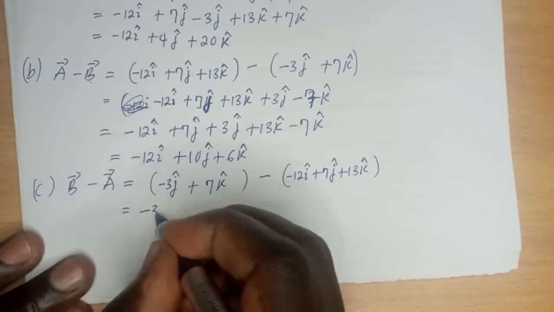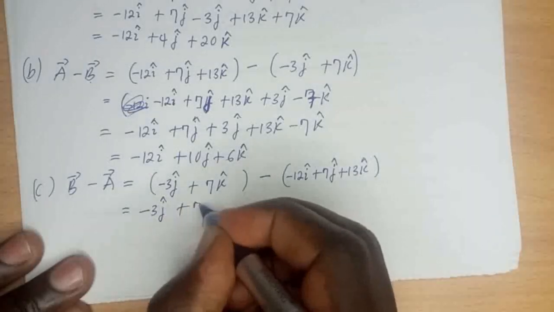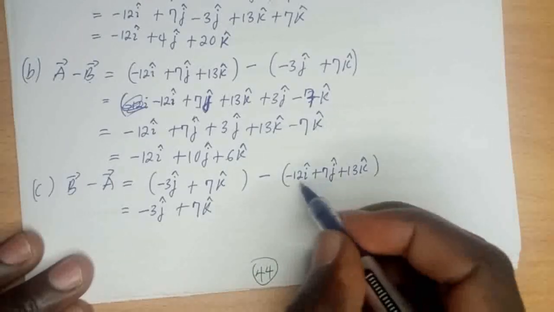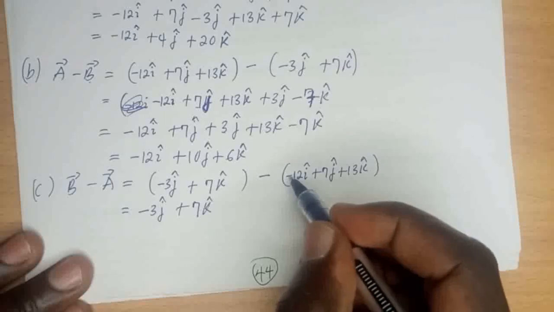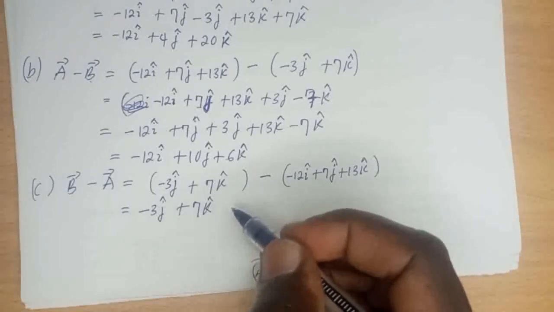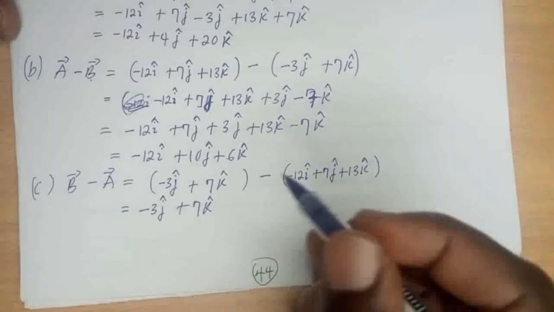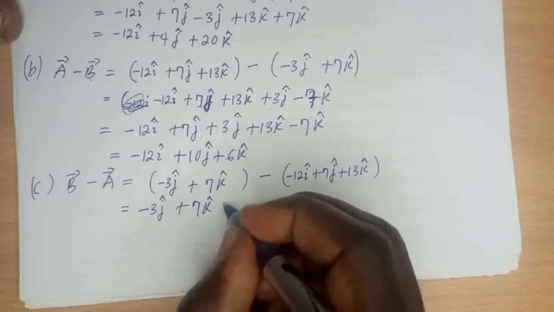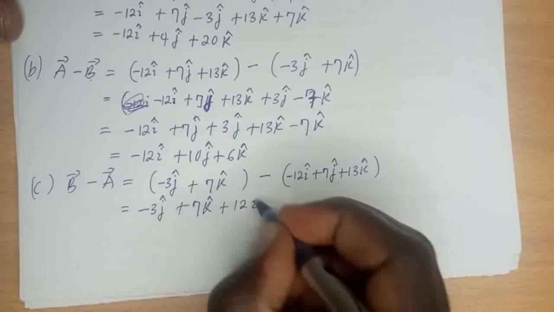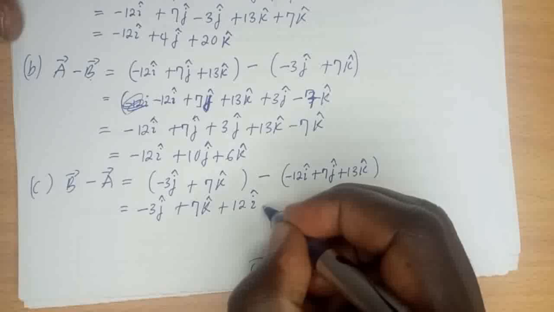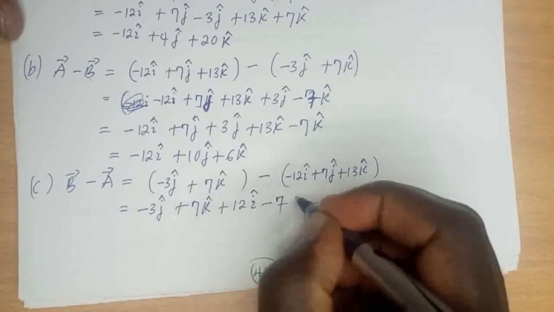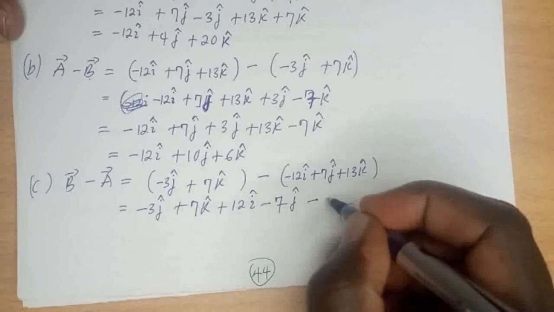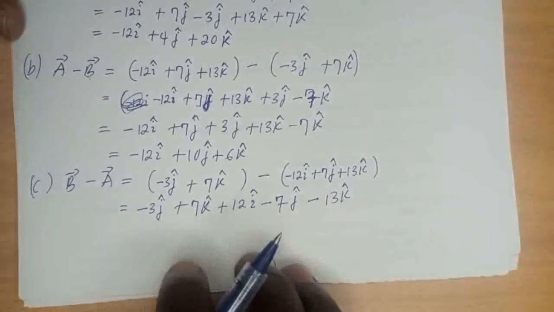I will have minus 3 j cap plus 7 k cap. But because I have a negative sign here, it will affect everything here. The negative will be transformed to positive, and every positive term will be transformed into a negative term. So minus 12 i cap will come out as plus 12 i cap, plus 7 j cap will come out as minus 7 j cap, and then plus 13 k cap will come out as minus 13 k cap.